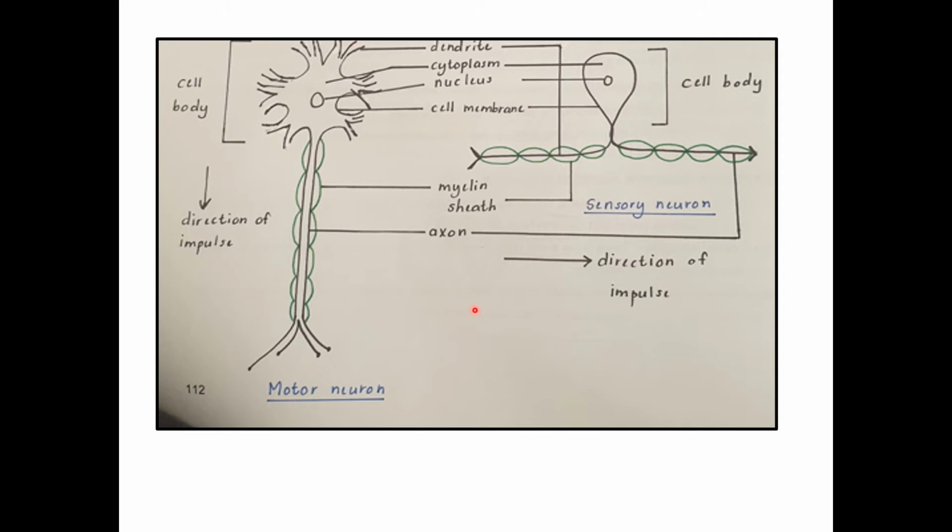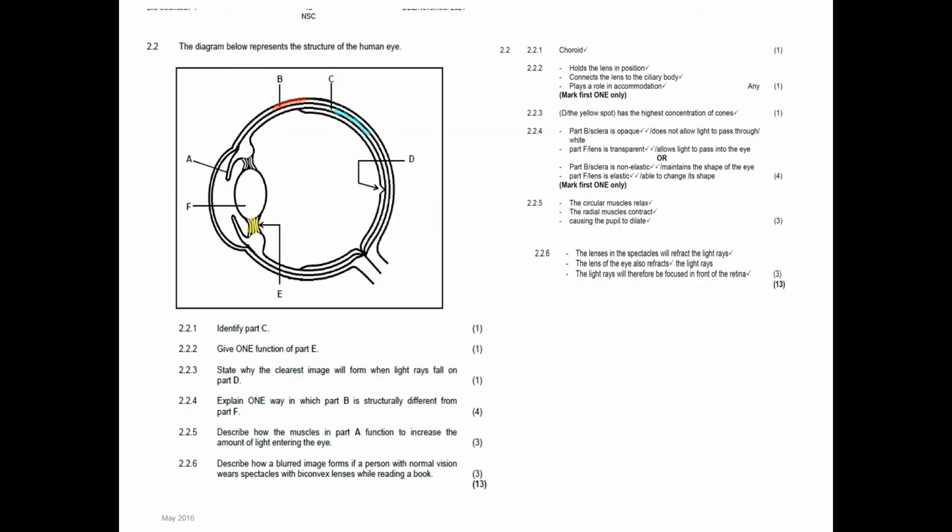Now if you look at differences between the motor and the sensory neuron, you can see that this motor neuron has many dendrites, the sensory neuron has one dendrite. We can see that the cell body is at the end of the neuron, and here we can see the cell body is in the center. Okay, these are just some differences as it was asked in one of the papers as well. Let's go to question 2.2.